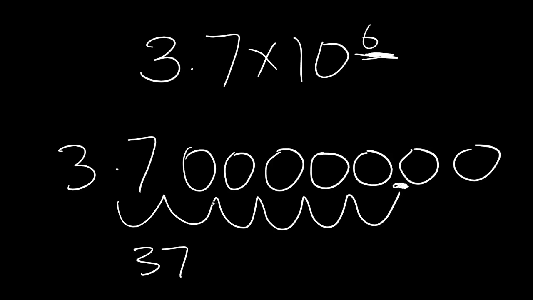So that's 3, 7, and let's count 1, 2, 3, 4, 5 zeros. So then we put our commas. Now we see that's 3,700,000. Okay, great. So that's all there is for this lesson.